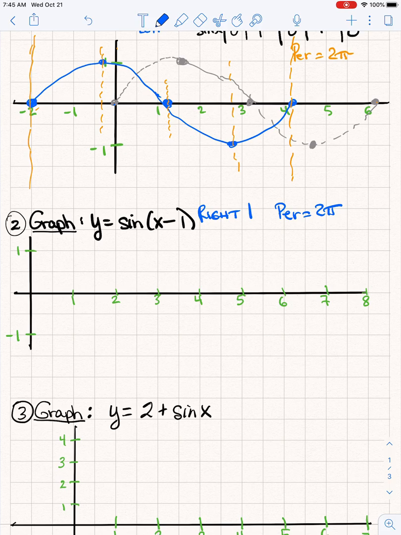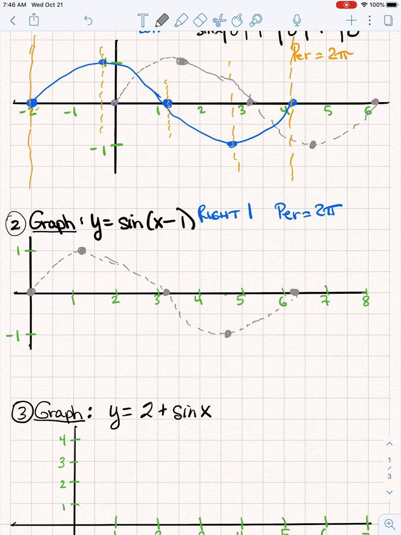Okay, so I'll do the gray basic curve again real quick. We're at 0. At about 1.57, we're at 1. At 3.14, we're at 0. At 4.7, -1, and then back here to about 6.28, and then you can draw your curve. I'm not too good at drawing on here, but we're making it work. All right, so that's the basic sine curve.